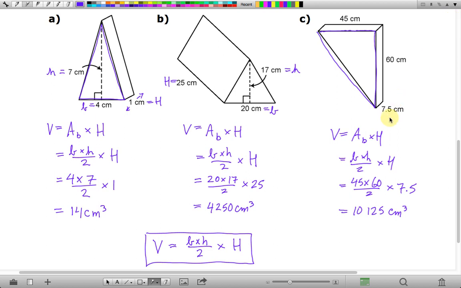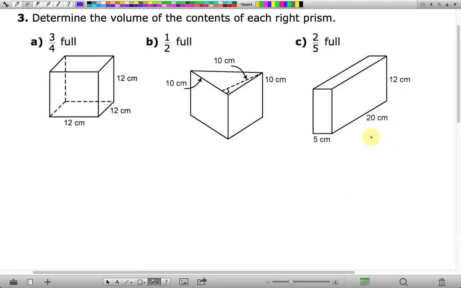So now let's go on to the next page and take a look at these ones. Here we're being asked to determine the volume of the contents of each right triangular prism. So in the first case, it's saying that this first cube is only 3/4 full. So the volume is 3/4 of the volume of the cube, which is, you calculate the volume of this cube by doing 12 cubed.